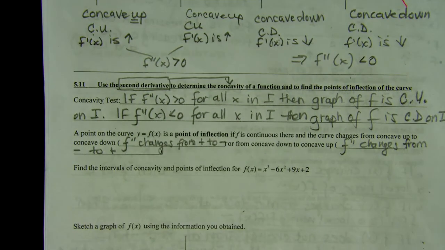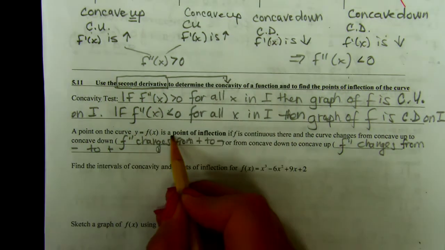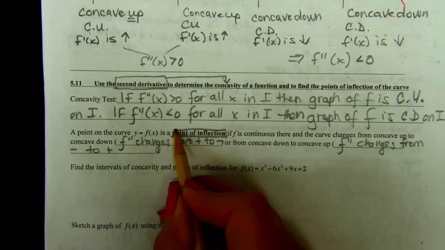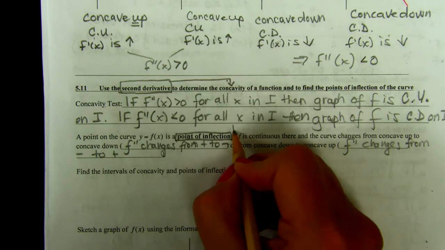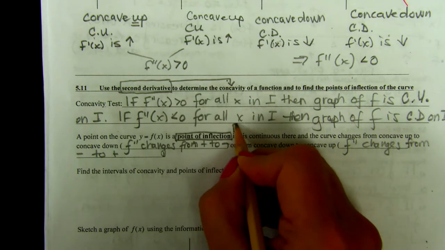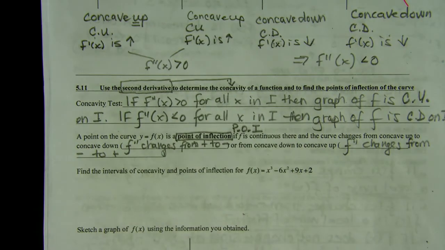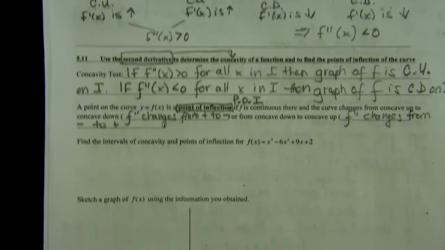Okay, and so if that's happening there, if the concavity is changing, if the signs of the second derivative change, we have something called a point of inflection. And we will actually abbreviate that in this class as POI.